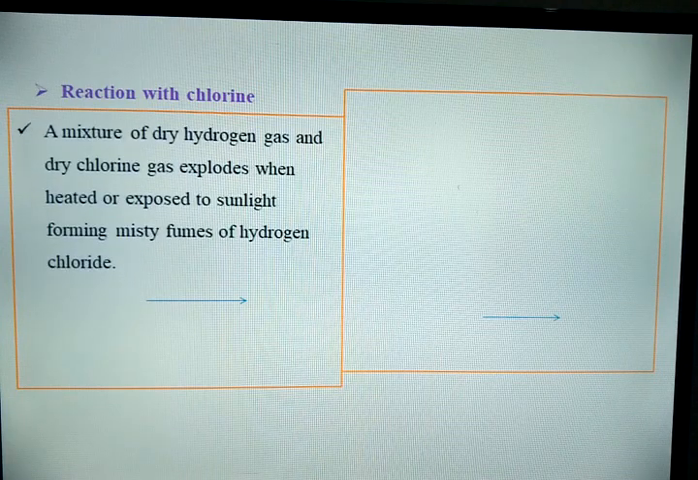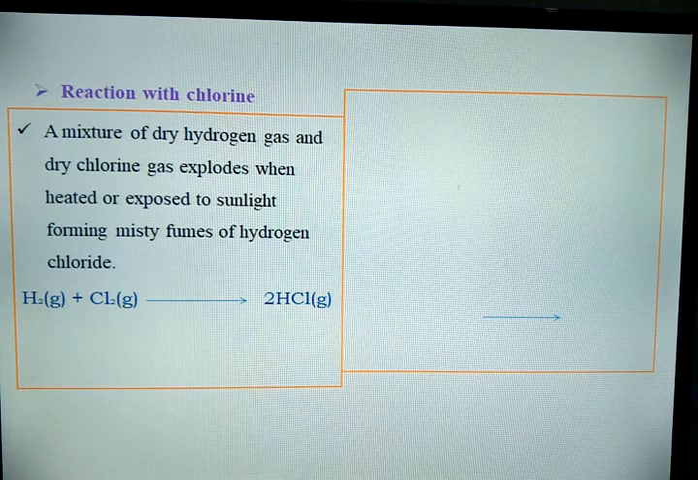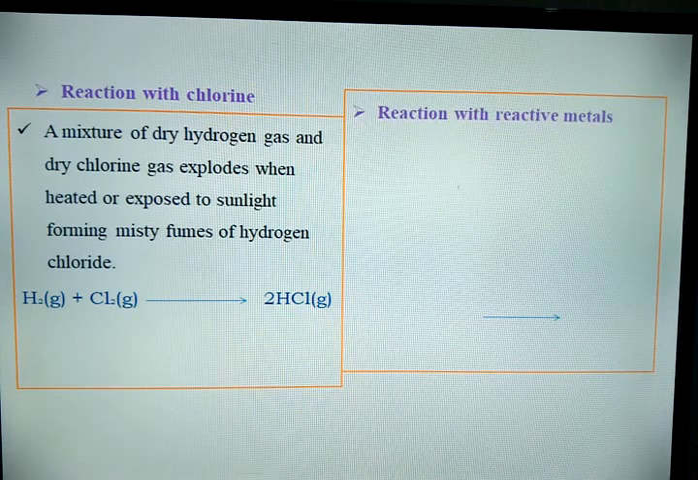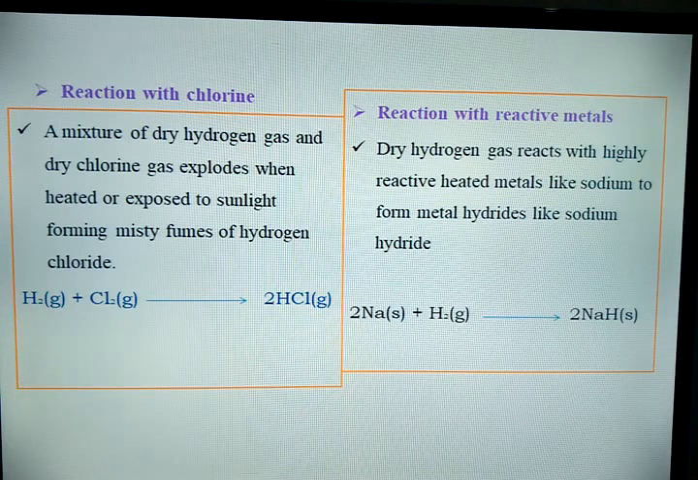Reaction with chlorine: the mixture will explode in presence of sunlight to form misty fumes of hydrogen chloride, and that equation represents the reaction. Reaction with reactive metals like sodium: it will react to form hydrides, like sodium reacts with hydrogen to form sodium hydride.